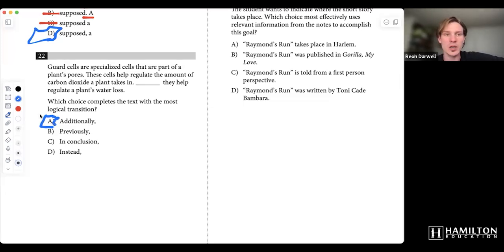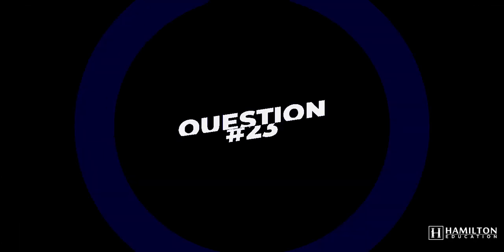These other ones do not work because they change things up, right? In conclusion would mean that the first one causes the second. Not true, not shown. Instead would mean that the first one doesn't happen and something else happens. Not true, not shown. Previously would mean that the second one happens before the first one. Not true, not shown. So that's how we get to A, additional information category for a transition.